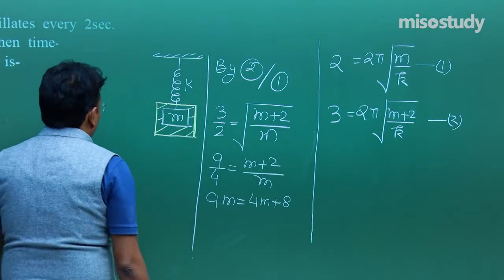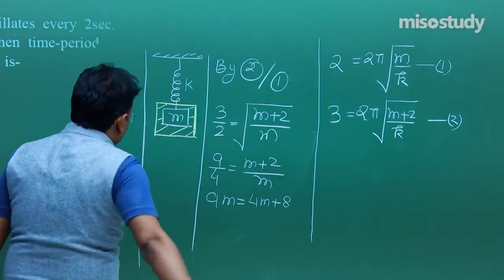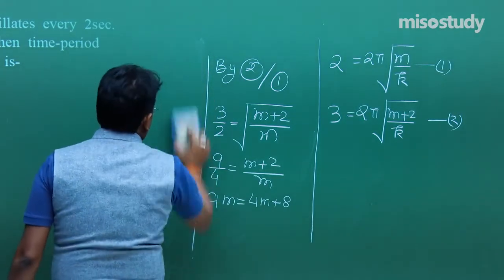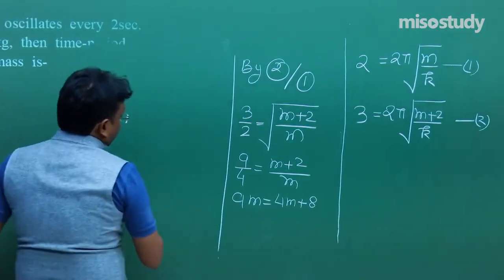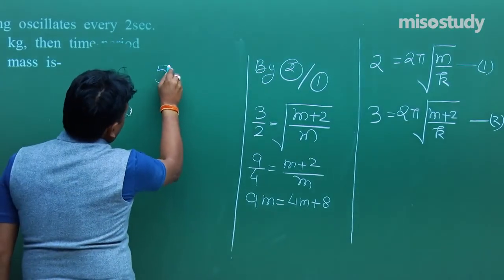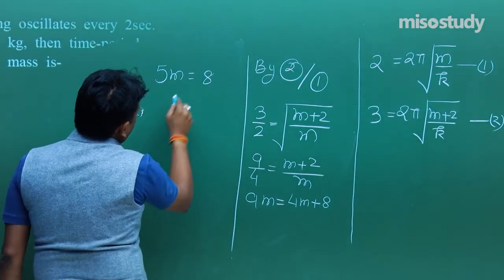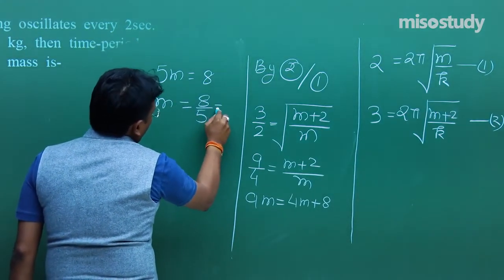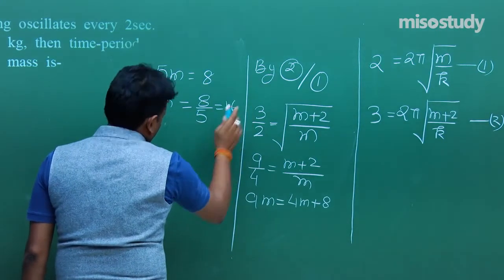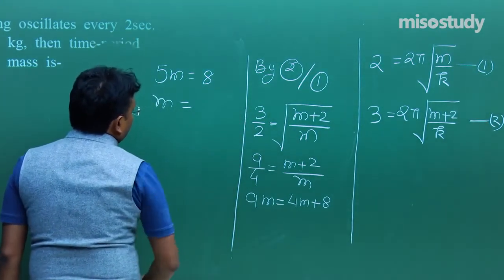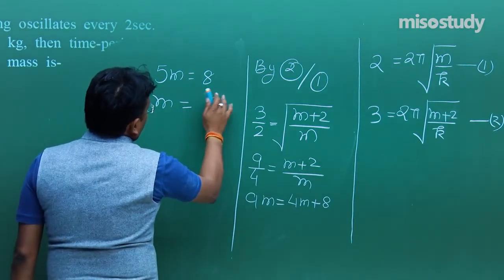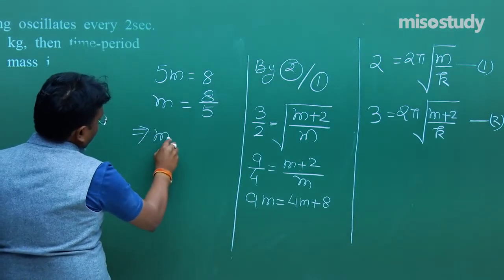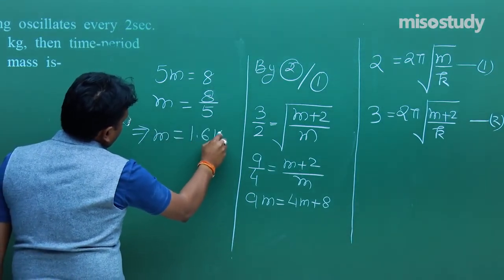It will give you how much? I think now I should remove this diagram, it is not required, so that we can use this space. It is 5m is equal to 8, and m is equal to 8 by 5, or 1.6 kg. Fine. Let us mark it: 8 by 5, or m is equal to 1.6 kg.